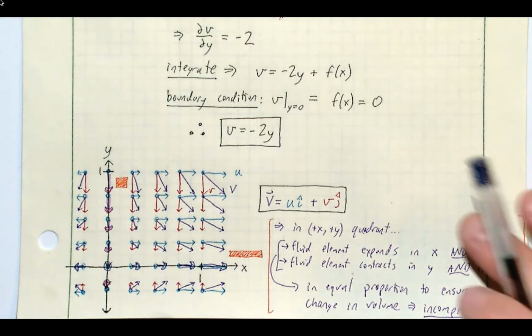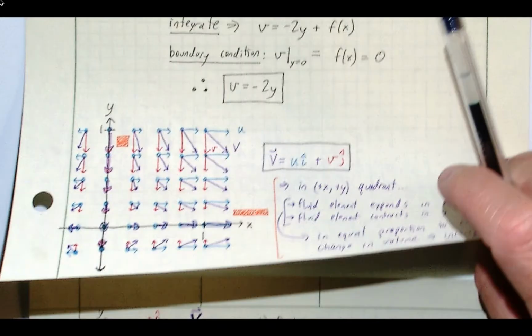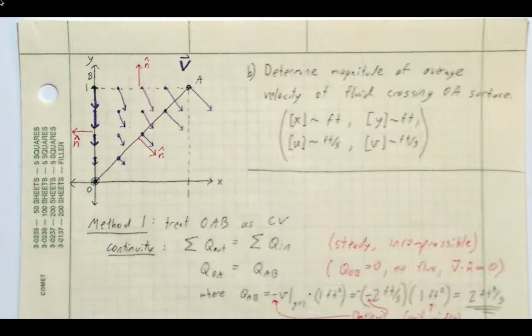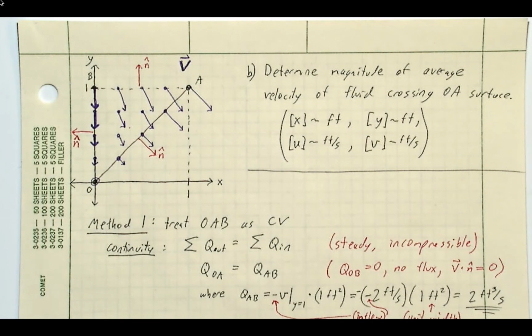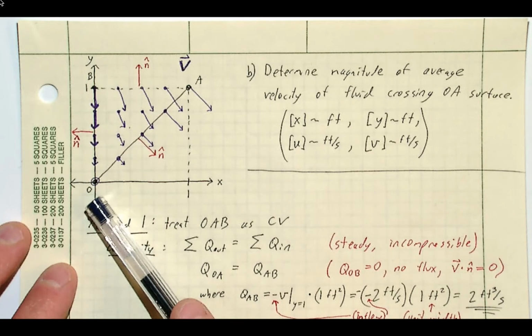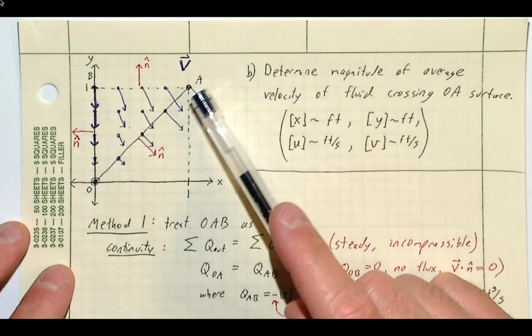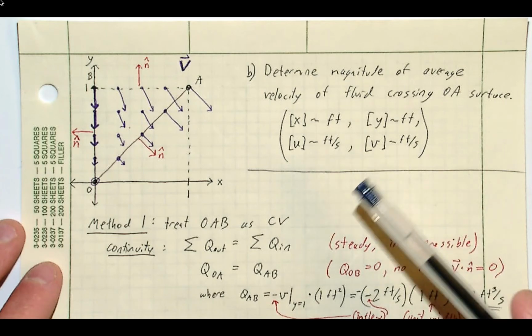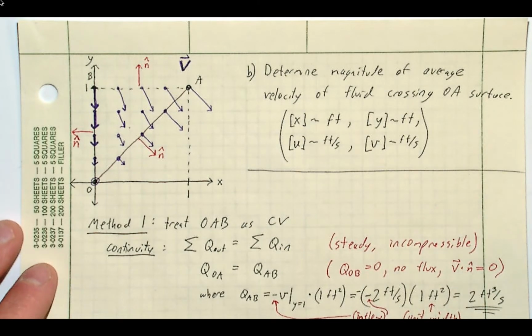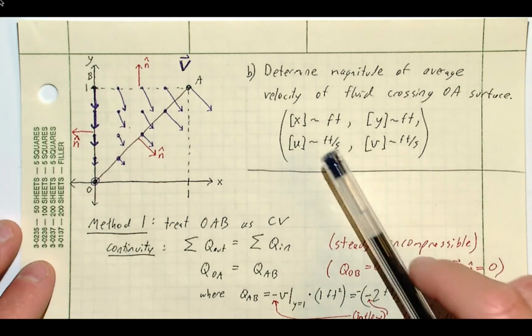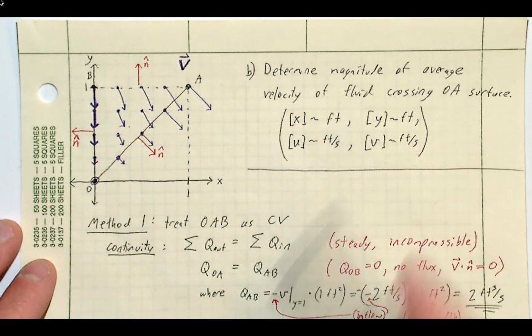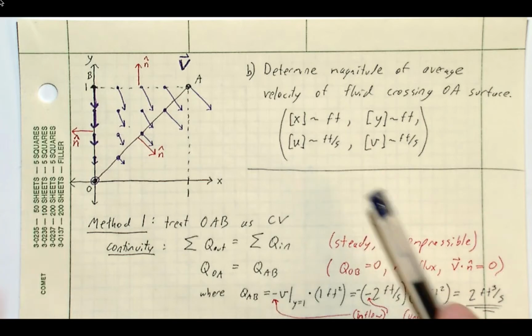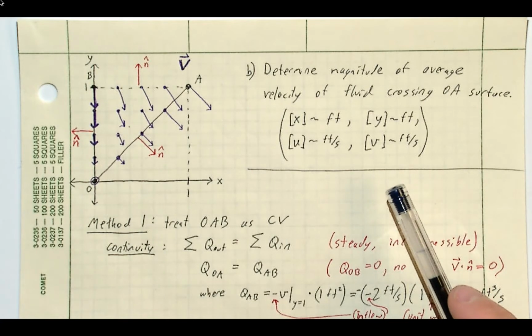Okay, so now we're going to take these velocity vectors and answer that second part, which was to determine the magnitude of the average velocity of fluid crossing this OA surface, where the OA surface goes from the origin up to this point 1, 1. A is at 1, 1. And just be careful with units. Every time we see an x or y, just note that they're in units of feet, and our u and v are in units of feet per second.